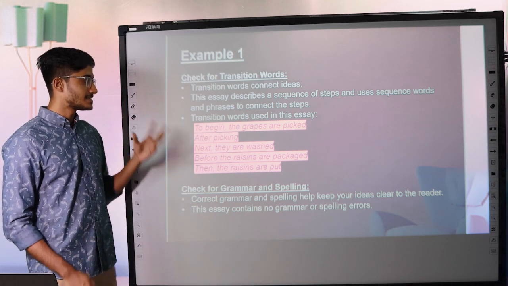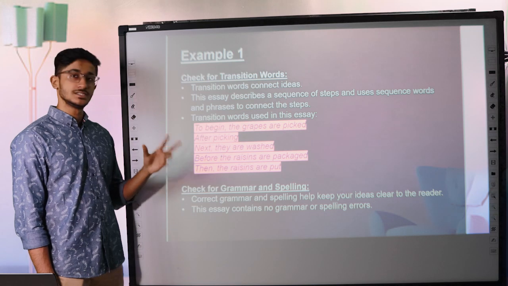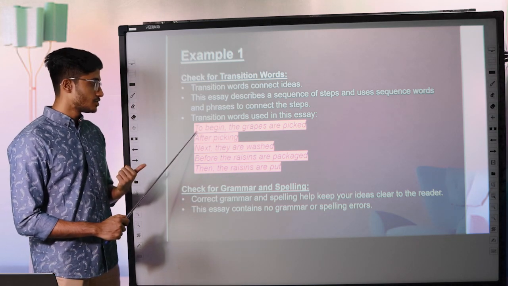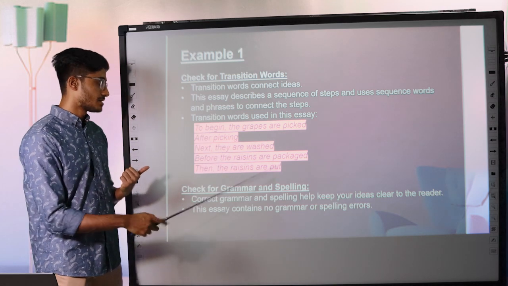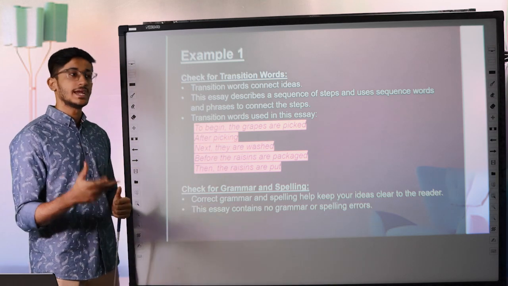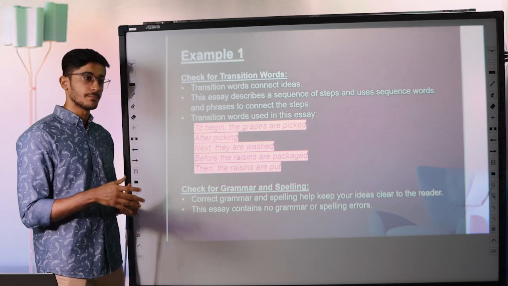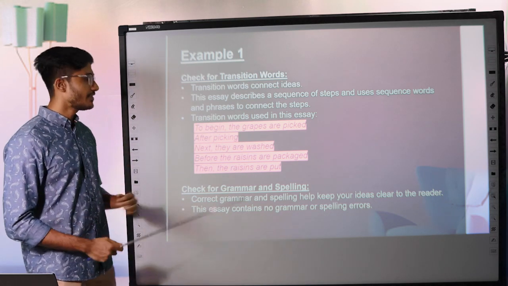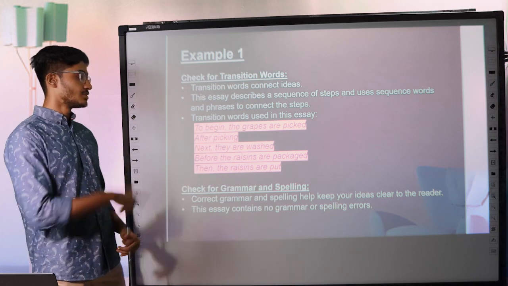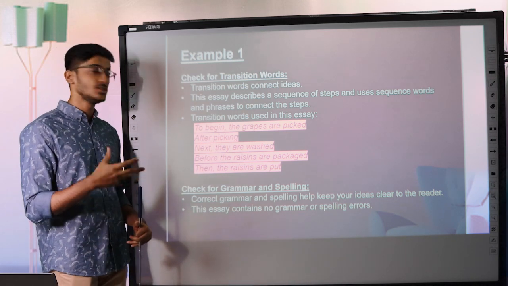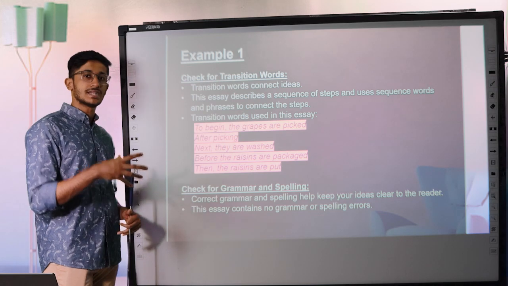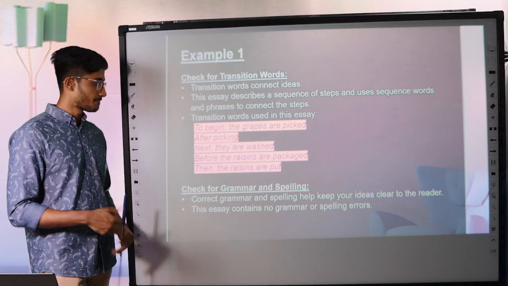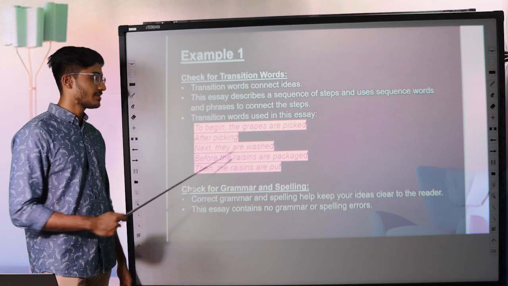A couple of examples of the transition words used in this model essay are, for example, "To begin, the grapes are picked." So "to begin" gives you an idea that this is the first step. Then we have "after picking." "After picking" immediately lets you know that whichever step is now being mentioned, it's happening after the grapes have been picked. Then we have "next, they are washed."